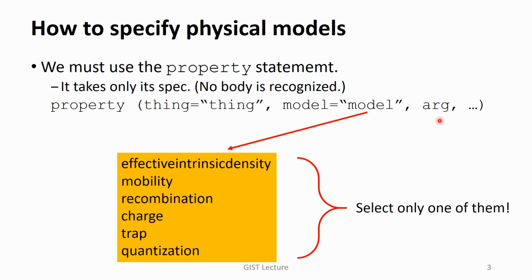In the case of a model, currently we have only 6 options. For each property statement, specify only one model. Depending on the model, available argument options are different. I will explain it in the next slides.